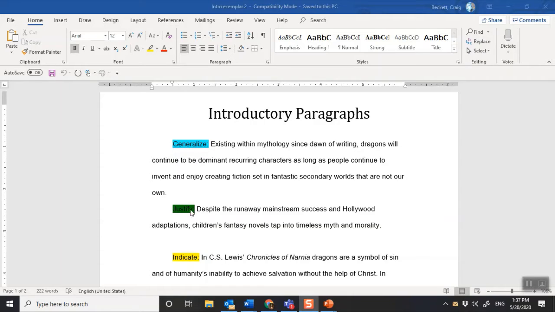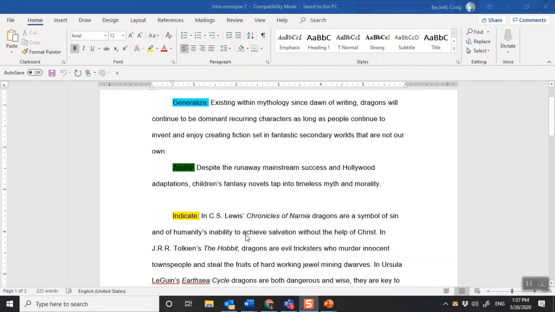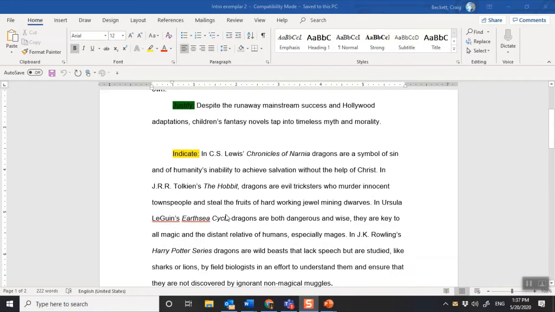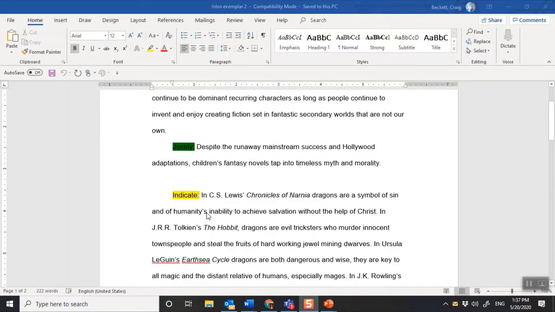Okay, justify. Despite the runaway mainstream success of Hollywood adaptations, children's fantasy novels tap into timeless myth and morality. So we're going from more specific into children's novels, right? It's starting off with just fantasy, and then children's novels. Then indicate. Okay, there's no real define here, but indicate, and this is the 3 points.